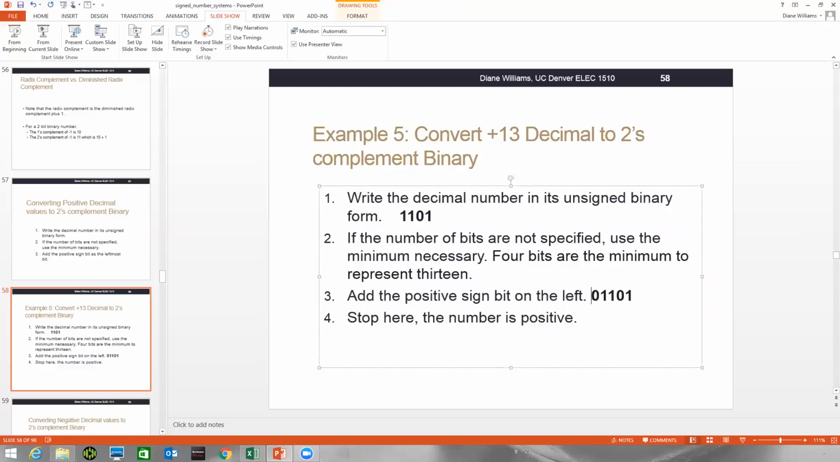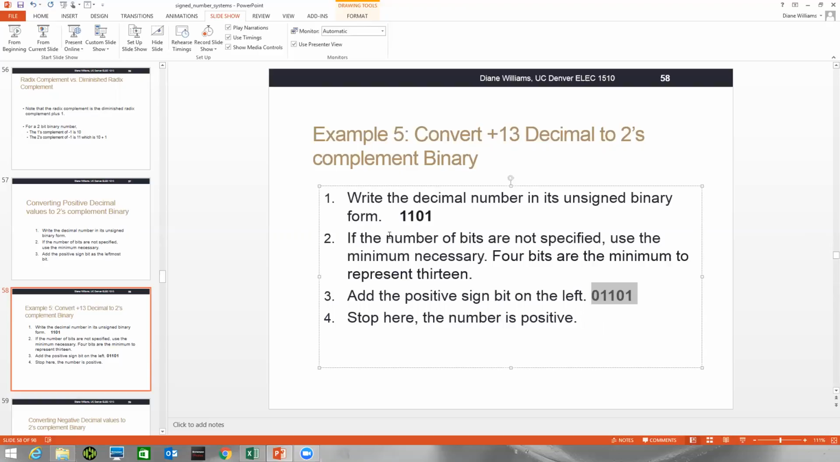So if we stop there, that is 2's complement. What you should write down right now is that sign magnitude, 1's complement, and 2's complement, for positive numbers, all have the same bit pattern. The bit patterns only differ for negative numbers, right? So we form positive numbers the same way for sign magnitude, 1's complement, and 2's complement.